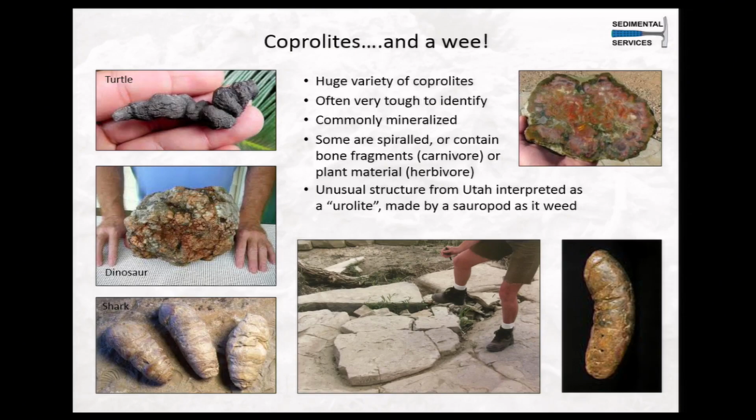So there are lots of different kinds of poop that have been identified. And these ones are from sharks. Sharks often do spiral coprolites as well. But there is only one example so far of a dinosaur weeing trace. And this is the dinosaur weeing trace here.